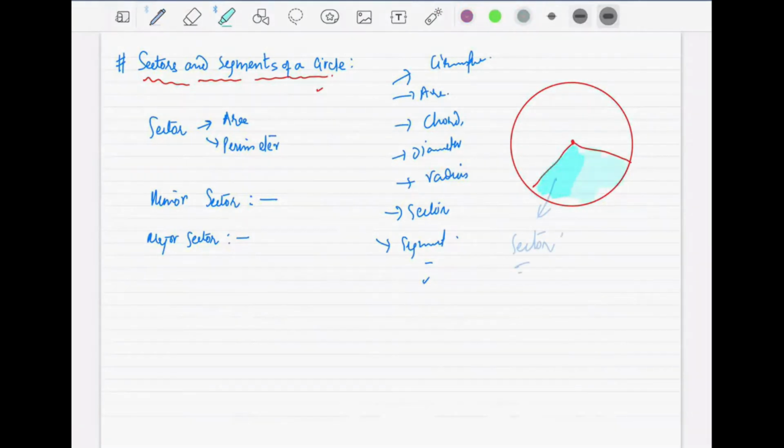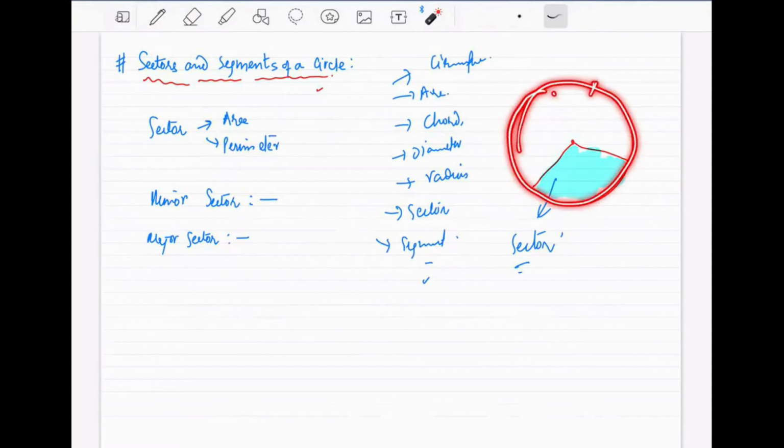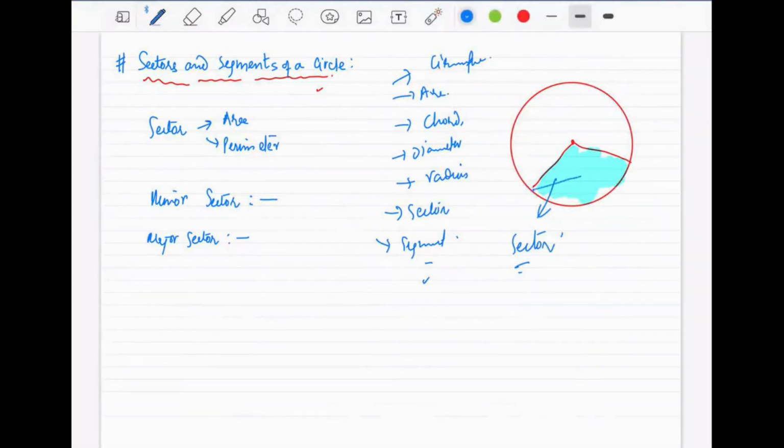This is called a sector. What is an arc? An arc is part of the circumference. If you take the whole circumference, and out of it you take any small portion, then it is called an arc. Now, if I draw like this, you are able to see four things right here.